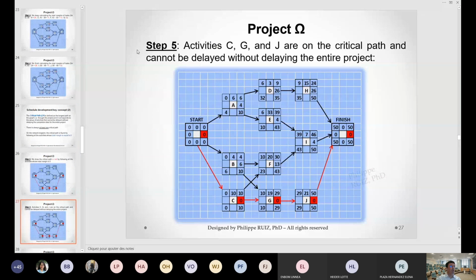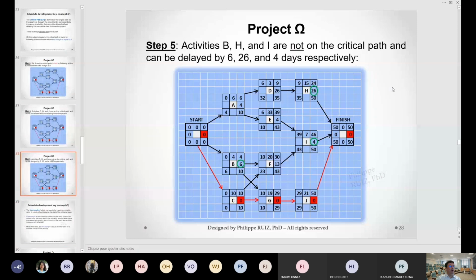So as I told you, activities C, G, and J are on the critical path. They cannot be delayed without delaying the entire project. Absolutely. That's it. Activities B, H, and I are not on the critical path, and they can be delayed by 6, 26, and 4 days, respectively, as I told you. Those activities have some kind of security, float, margin, same word, same meaning here.